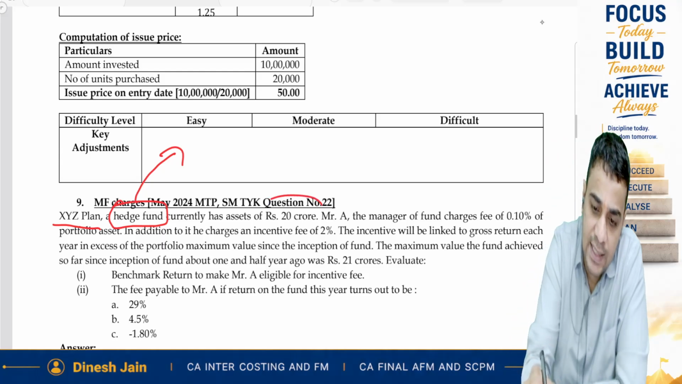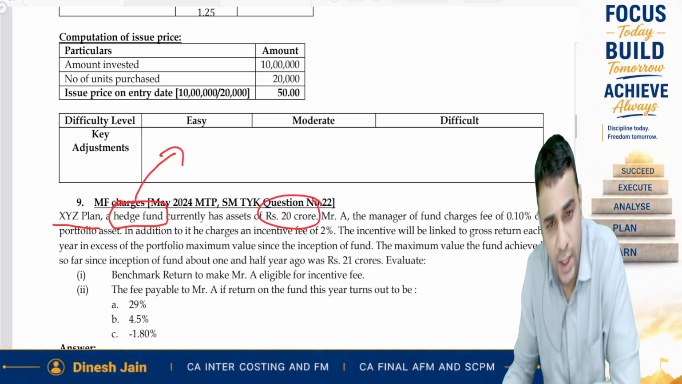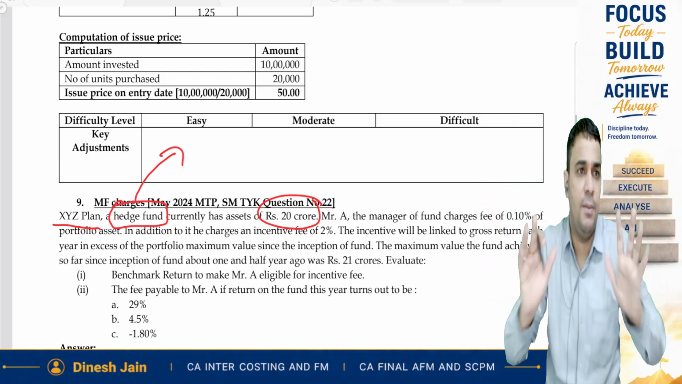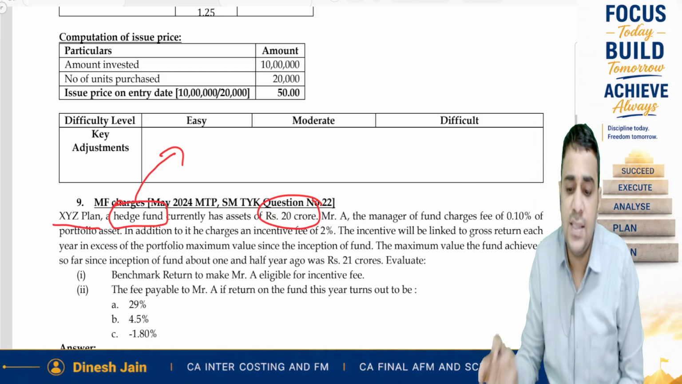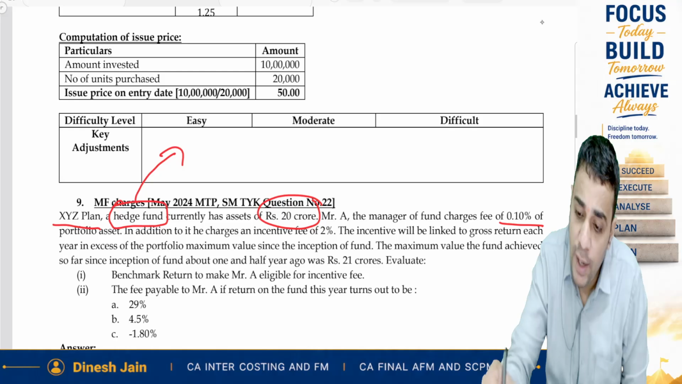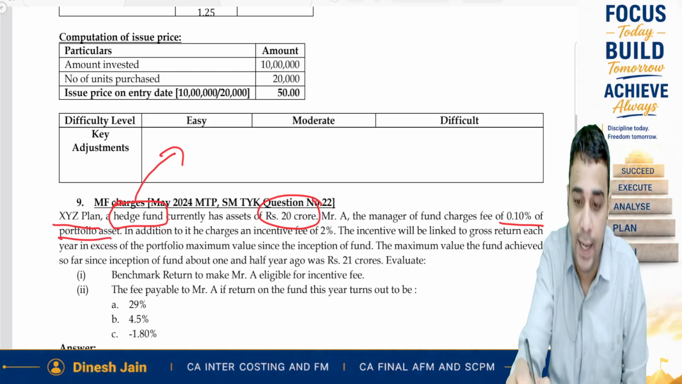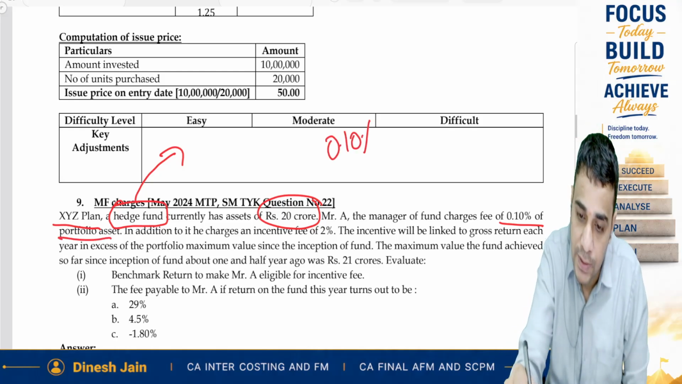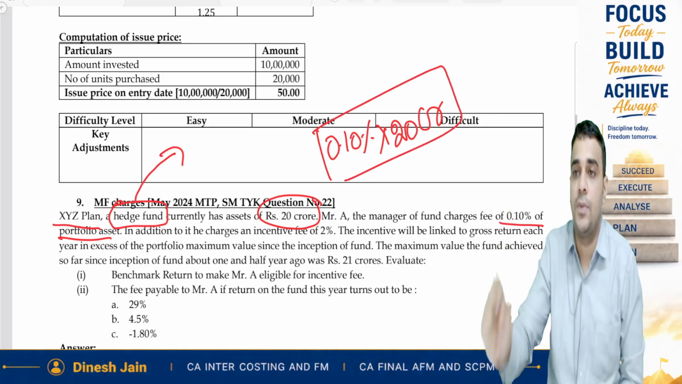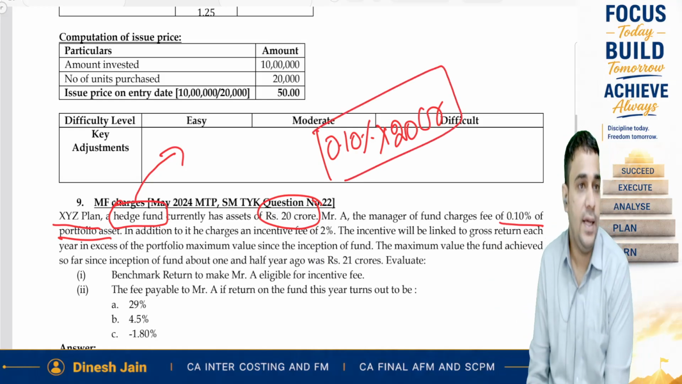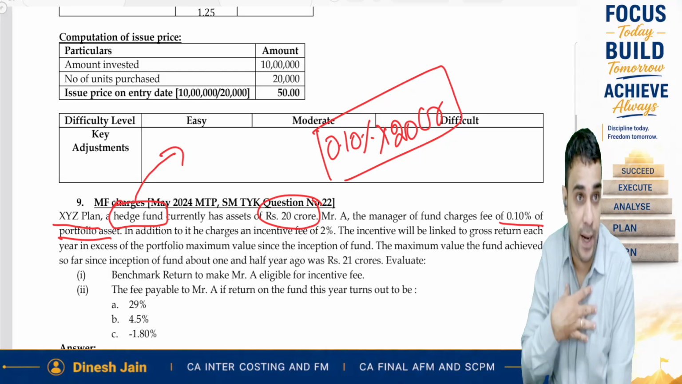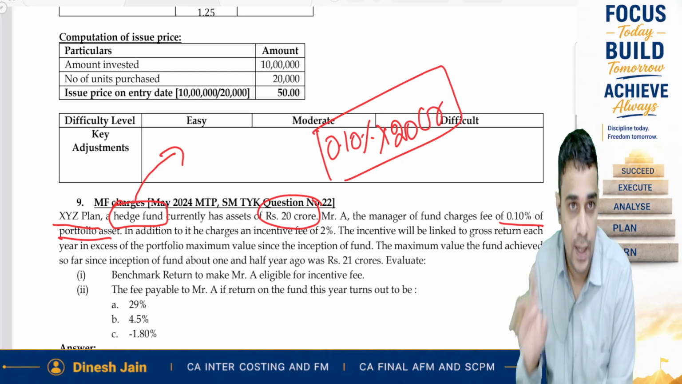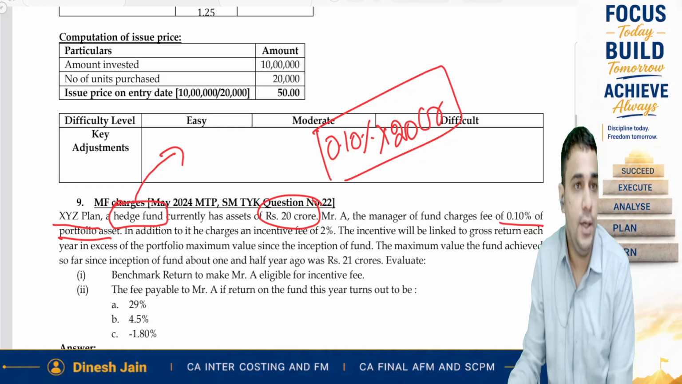This has an asset of 20 CR. What is this 20 CR? Some people have given the money and the pooled money together is 20 CR. The manager of the fund charges 0.1% of the portfolio asset. So 0.1% into 20 CR is my income. That is the income I charge because I do work for you. I am the fund manager. You all have given me 20 crores. I will be charging you 0.1%.